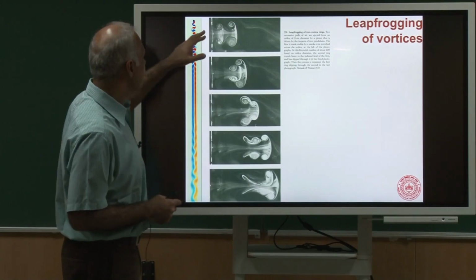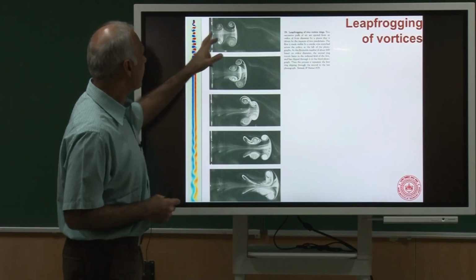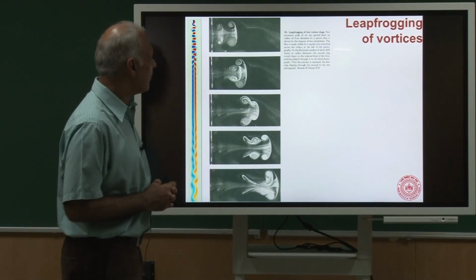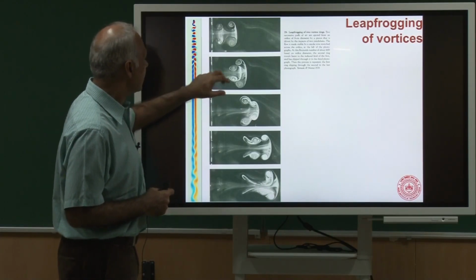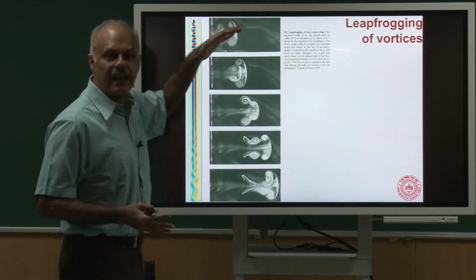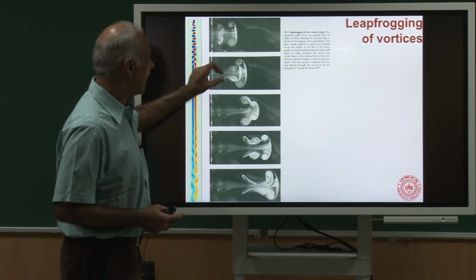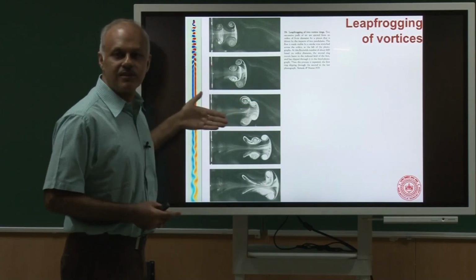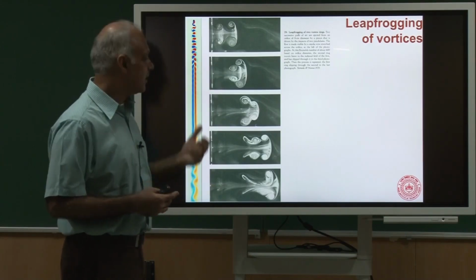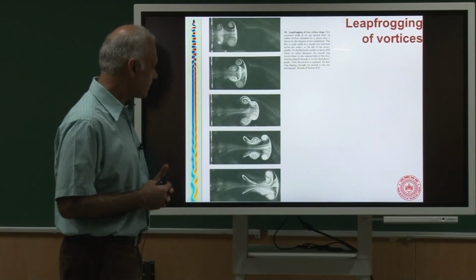So here is an experimental setup where you have two smoke rings being generated, one after the other, and there is a caption here which you can read when you find time. And then what happens, this ring which was released earlier increases in diameter, and this one which was released later reduces in diameter and goes through, so it leapfrogs. And this is happening because of the velocities induced by these vortices. So these vortices induce a velocity field, and we'll look at that in this course.